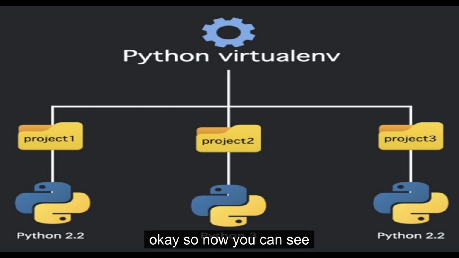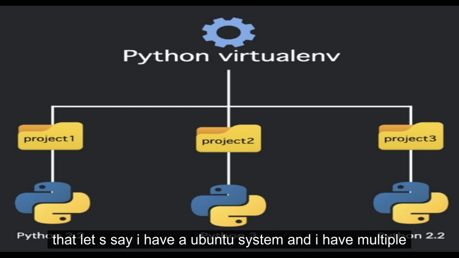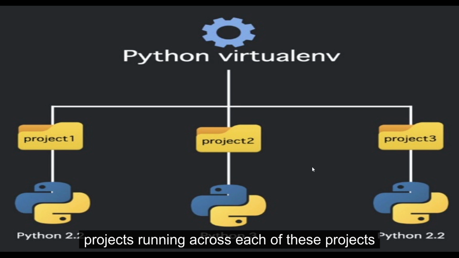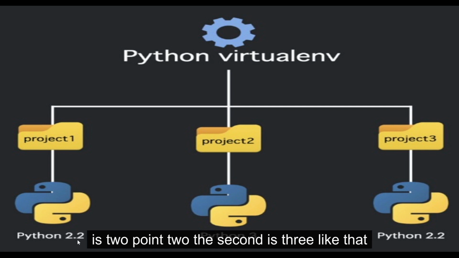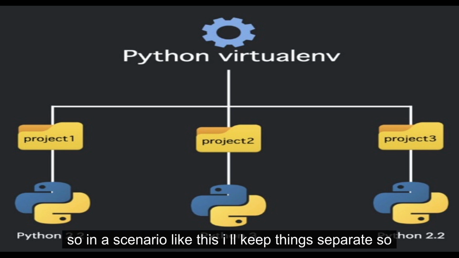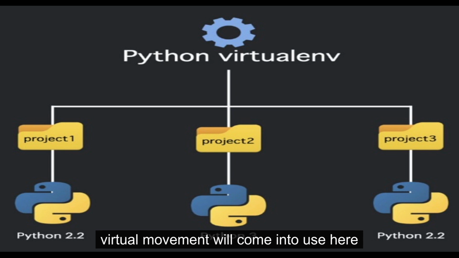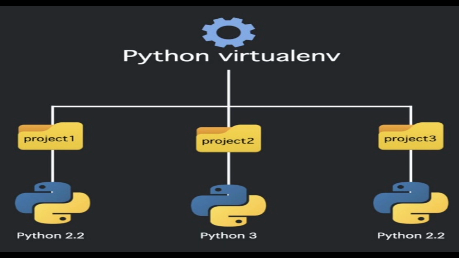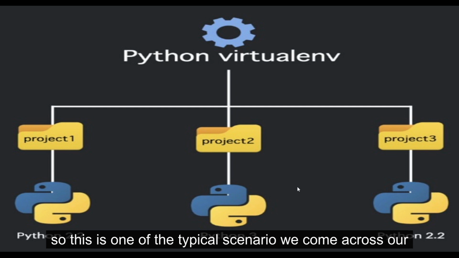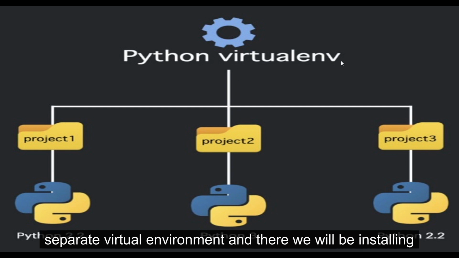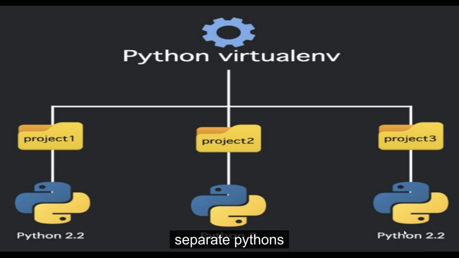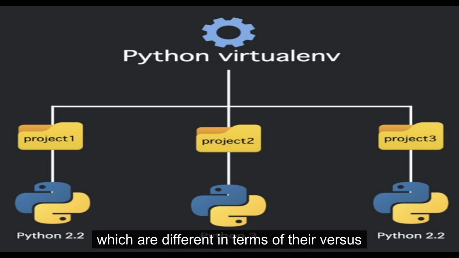Okay, so now you can see that let's say I have an Ubuntu system and I have multiple projects running across, and each of these projects is requiring different Python versions. The first project is 2.2, the second is 3, like that. So in a scenario like this, how will you keep things separate? So virtual environment will come into use here. This is one of the typical scenarios we come across on a day-to-day basis. So project wise, we need to have a separate virtual environment, and there we'll be installing separate Pythons, which are different in terms of their versions.